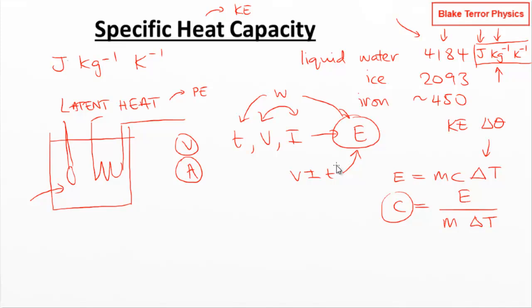We've worked out what our energy is. We can divide it by the mass. It may or may not be 1 kilogram. We can divide it by our temperature change, and then we've got what the specific heat capacity is.